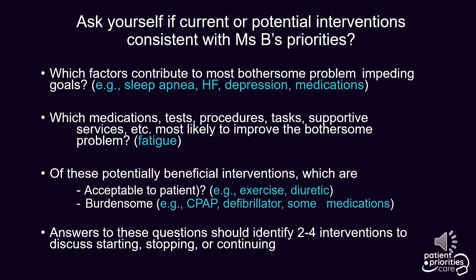Next, you want to think about any potential beneficial interventions within the context of what the patient considers helpful or doable versus burdensome or unhelpful. In Mrs. B's case, she found exercise and diuretics acceptable, while CPAP, defibrillator, and some other medications were sometimes burdensome or unwanted. Patients are more adherent to their plans of care when those plans align with what they are willing and able to do to achieve their goals.